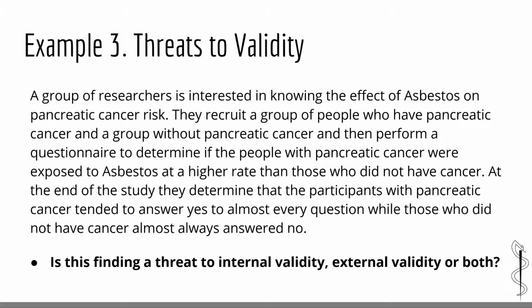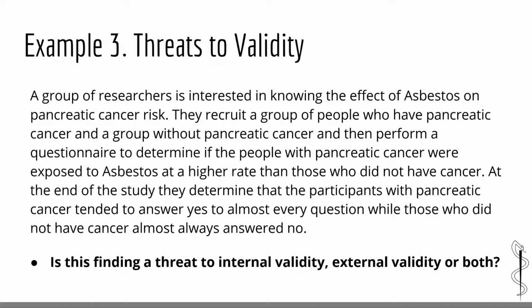Okay, so let's look at another example. A group of researchers is interested in knowing the effect of asbestos on pancreatic cancer risk. They recruit a group of people who have pancreatic cancer and a group without pancreatic cancer, and then perform a questionnaire to determine if the people with pancreatic cancer were exposed to asbestos at a higher rate than those who did not have cancer. At the end of the study, they determined that the participants with pancreatic cancer tended to answer yes to almost every question, while those who did not have cancer almost always answered no. Is this finding a threat to internal validity, external validity, or both?